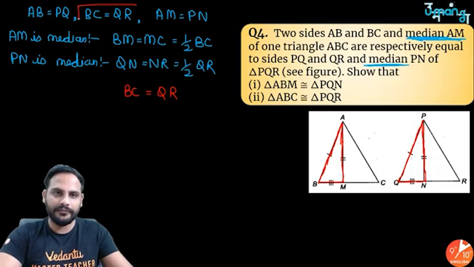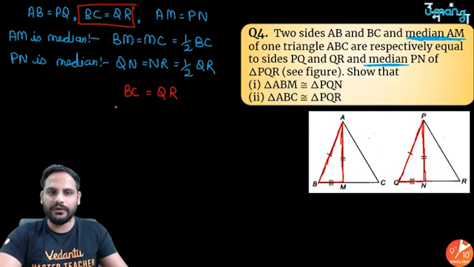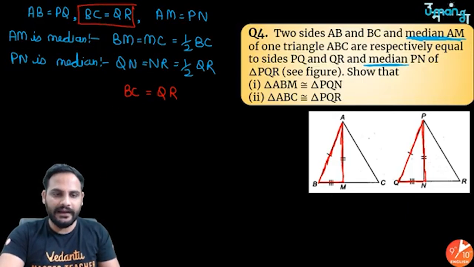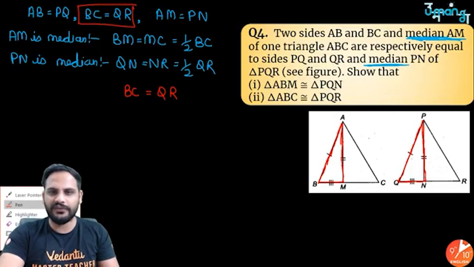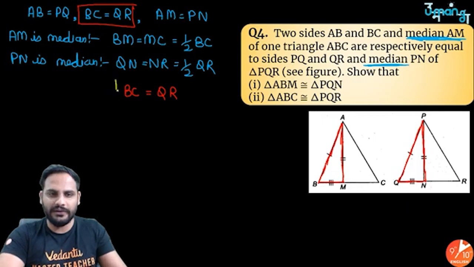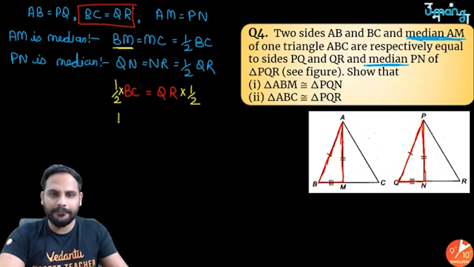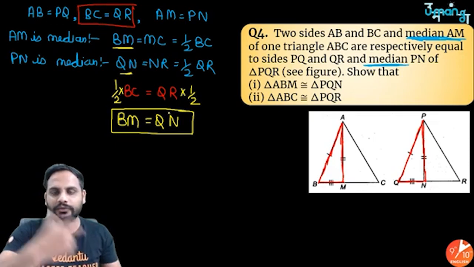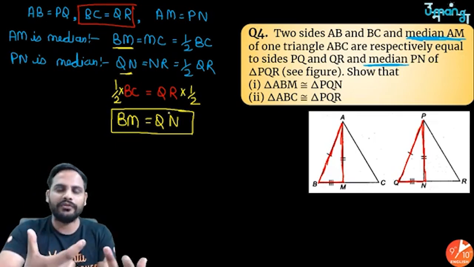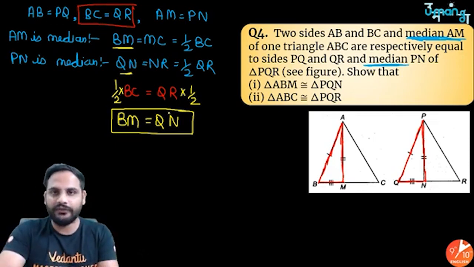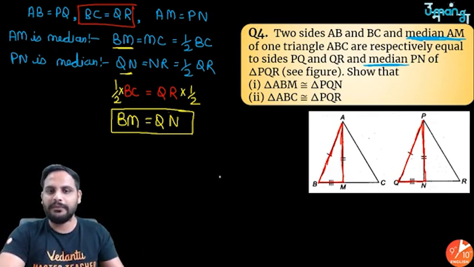It is given. So if they are equal, if I multiply half on both sides of the equation, it should not change anything, right? Anything you can multiply on both sides of an equation, it doesn't change anything. And we know half of BC is equal to BM and half of QR is equal to QN. So BM and QN will also be equal to each other. Also directly you know, if two sides are equal, their halves are also going to be equal. Okay, so BM and QN are equal.